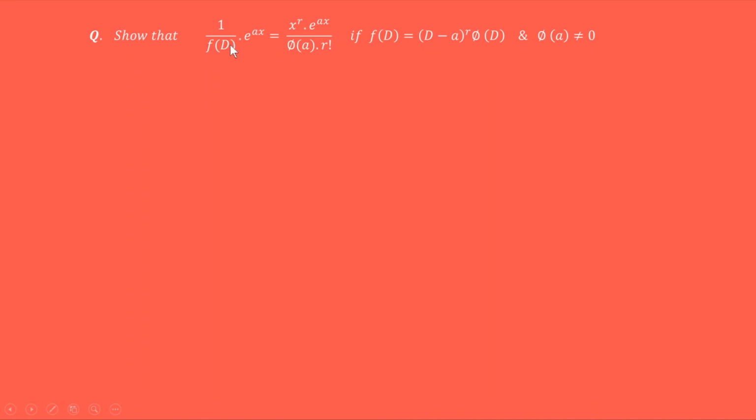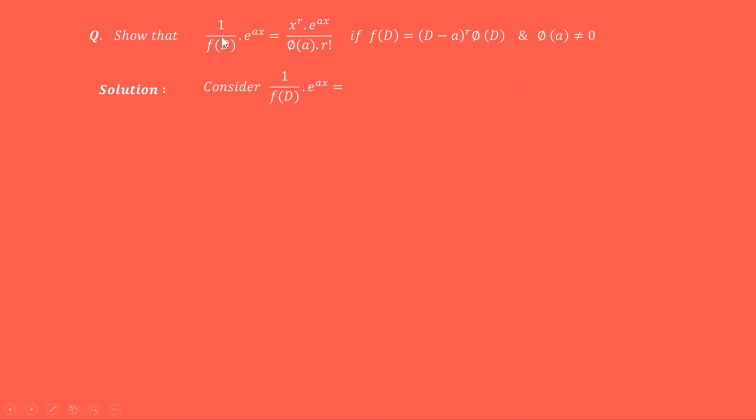Show that 1/f(D) e^x = x^r e^x / (phi(a) r!) if f(D) = (D-a)^r phi(D) and phi(a) is not equal to 0. Solution.